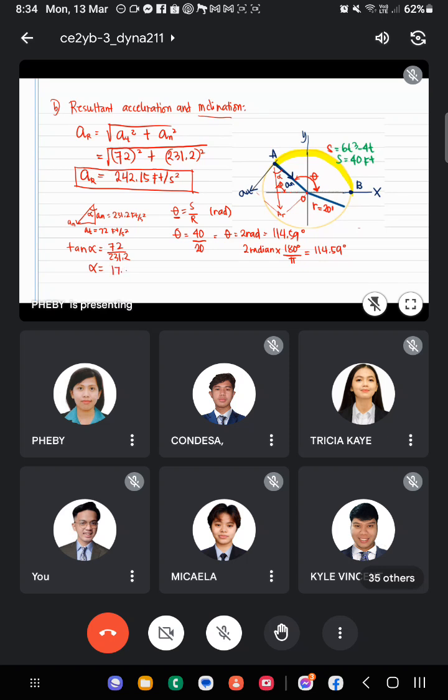Alpha will be 17.3 degrees. And to get our inclination, this is simply pi minus alpha. So 114.56 degrees minus 17.3 is 97.3 degrees. That is its inclination, the inclination of our normal with respect to x.